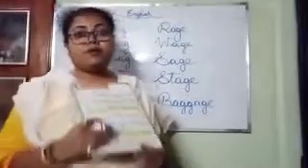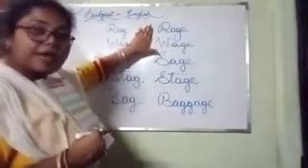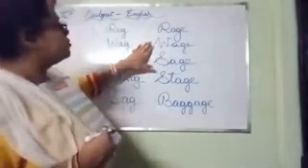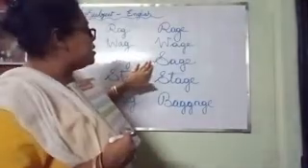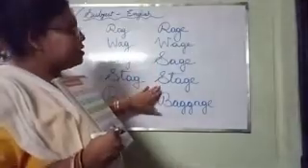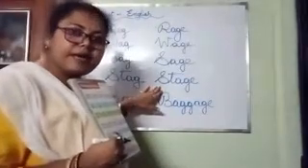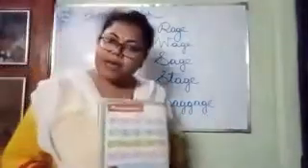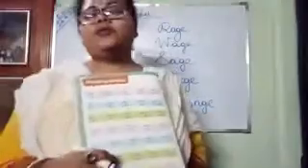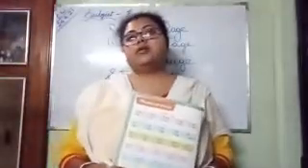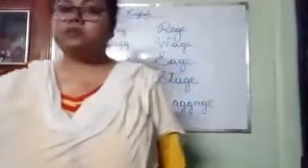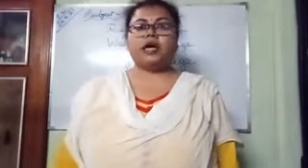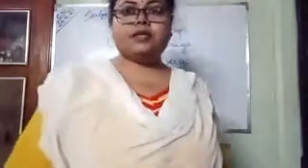Okay, again we will read. RAGE, rage. WAGE, wage. SAGE, sage. STAGE, stage. BAGGAGE, baggage. Understand? You will learn these spellings. Now we are going to read, and not only read, we are going to write in cursive. Okay, let's do.